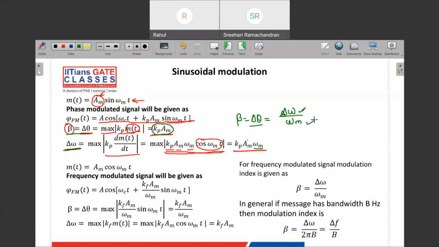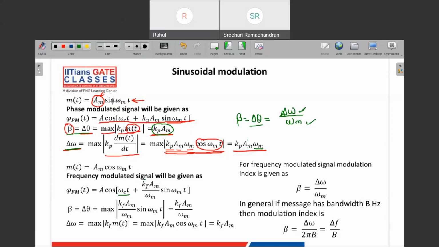Now let's go to frequency modulation. In the case of frequency modulation, when you put this message here, you have to actually integrate it, because the modulated signal is given as omega_c t plus k_f times the integration of the message.